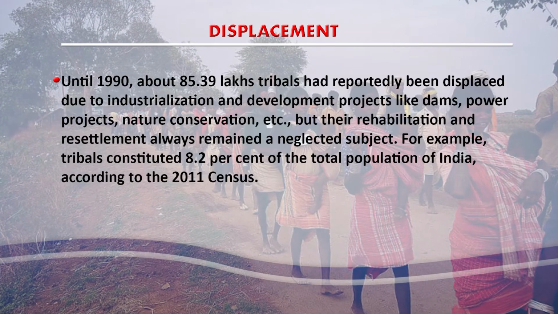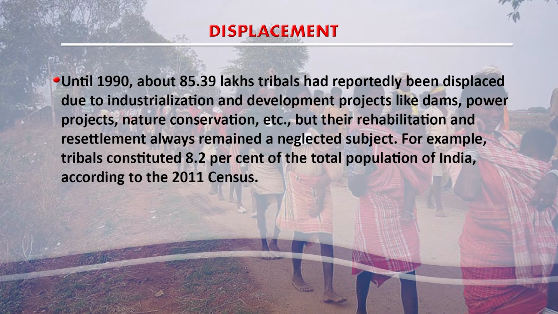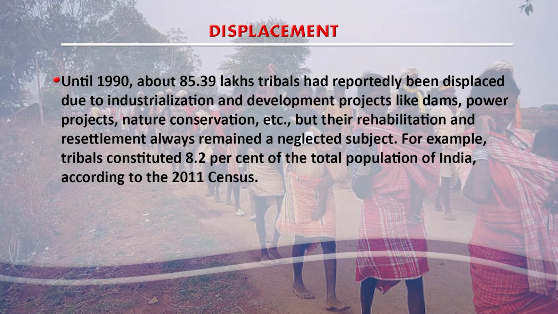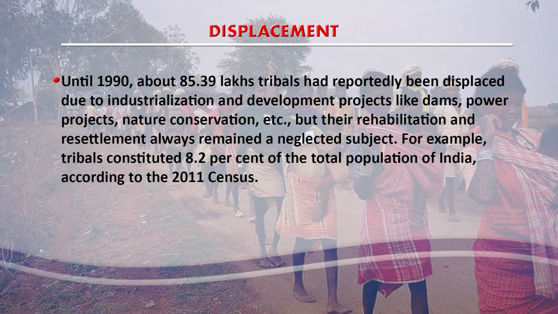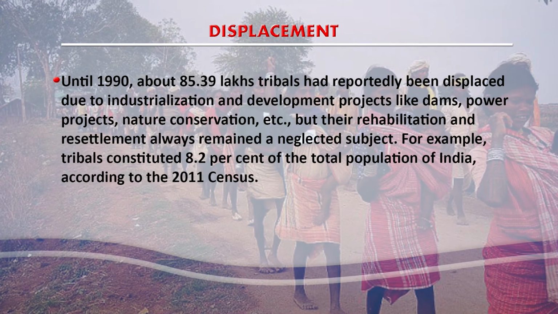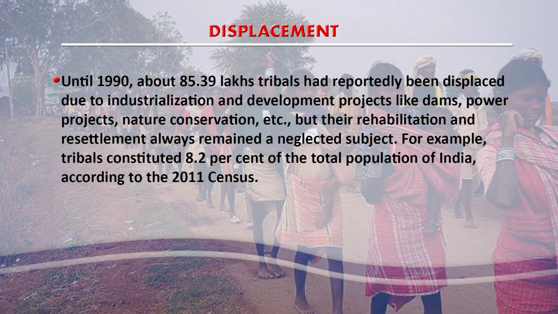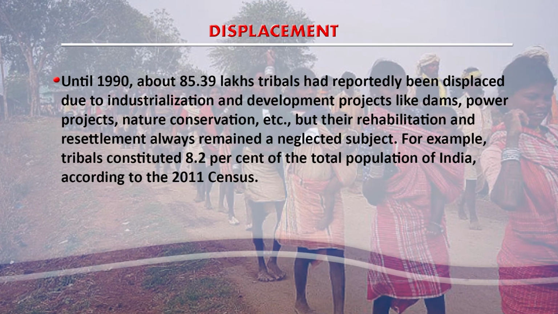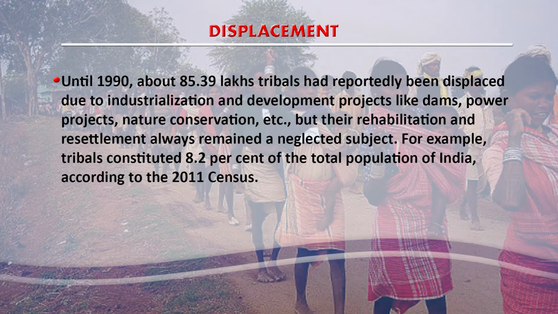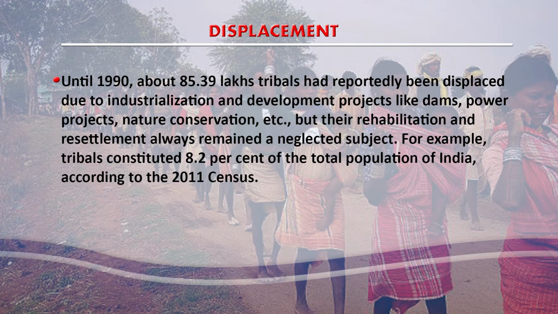Until 1990, about 85.39 lakh tribals had reportedly been displaced due to industrialization and development projects like dams, power projects, nature conservation, etc. And their rehabilitation and resettlement always remained a neglected subject. Promises were given, but nothing happened. So this is an ongoing cycle where the development has to take place, people have to be displaced, they have to be rehabilitated, but what happens in reality is a different story altogether.